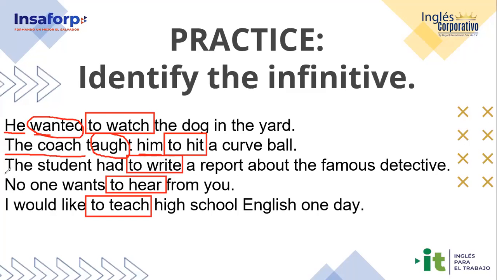Y acá, ¿cuál es el sujeto? Number three. Student. Ajá, student. Y el verbo sería? Had. En pasado, ¿verdad? Siguiente, el sujeto sería? No one. Ajá, y el verbo sería? Want. Y en la siguiente, el sujeto sería? I. Y el verbo sería? Would like. Exactly. Very good. Questions so far? ¿Preguntas al momento? Vamos a ver otros ejemplos. No se preocupen. Okay. Let's go then.